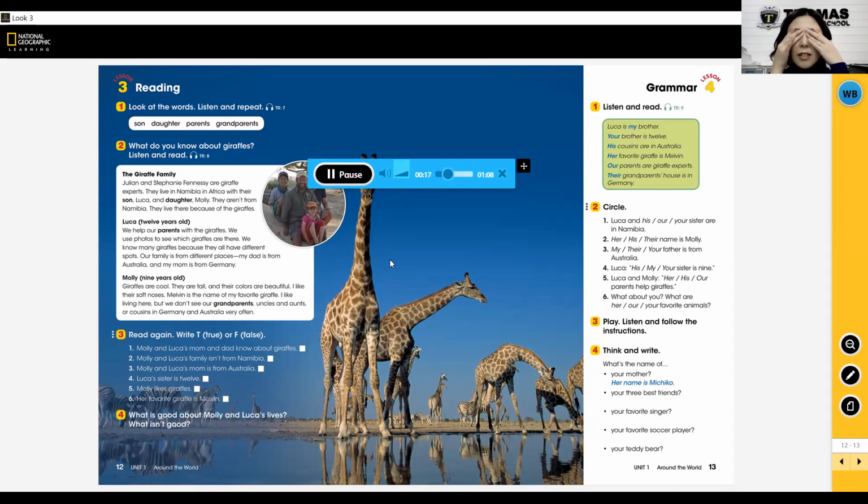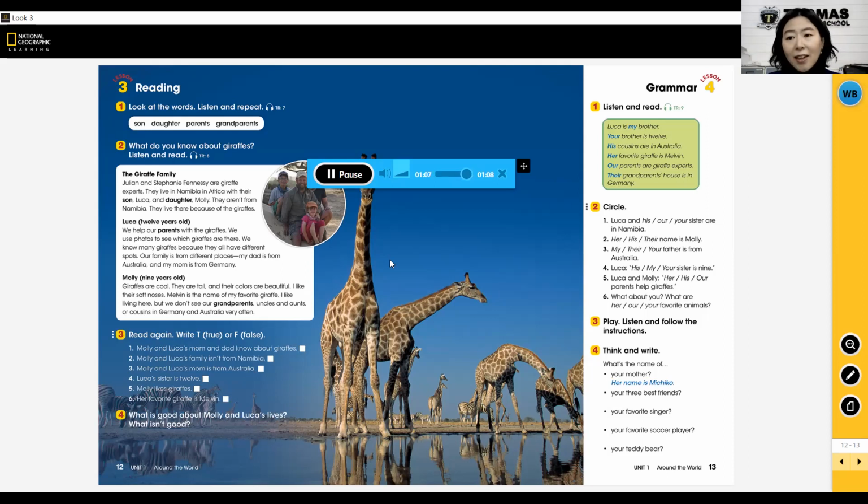From Namibia. They live there because of the giraffes. Okay. Oh, they're sorry. Help our parents with the giraffes. We use photos to see which giraffes are there. No, many giraffes because they are have different spots. Our family is from different places. My dad is from Australia and my mom is from Germany. Molly, 9 years old. Giraffes are cool. They are tall and their colors are beautiful. I like their soft noses. Melvin is the name of my favorite giraffe. I like living here. But we don't see our grandparents, uncles and aunts, cousins in Germany and Australia very often.